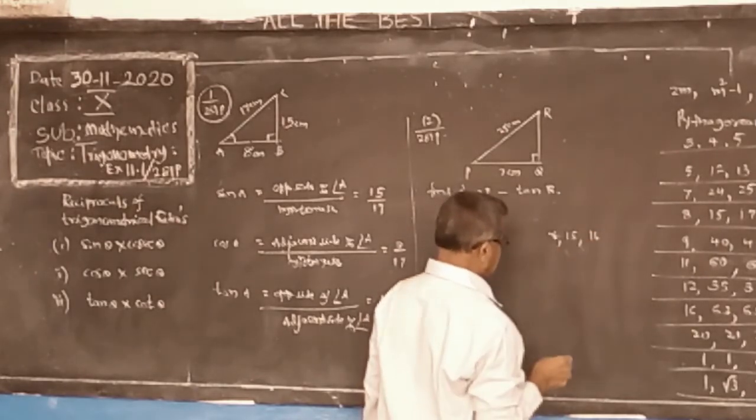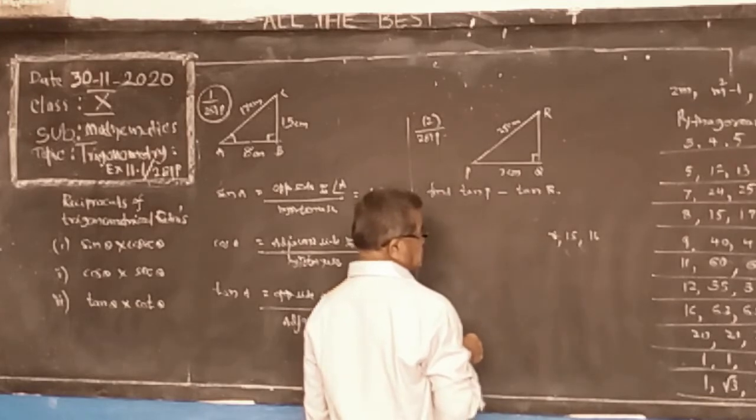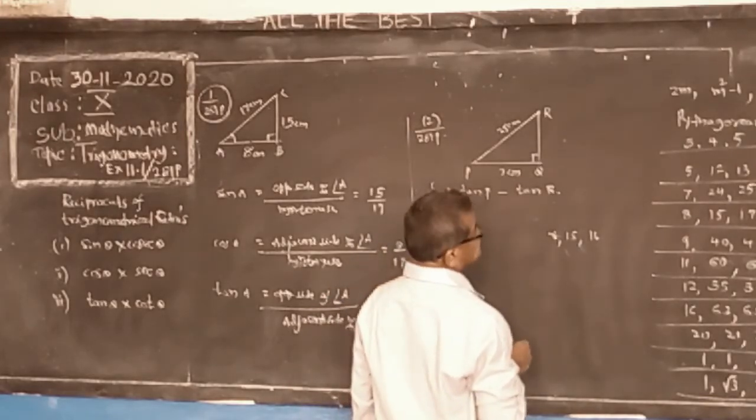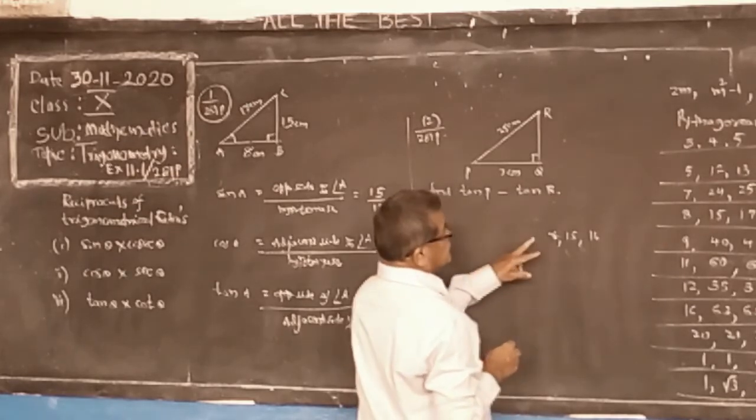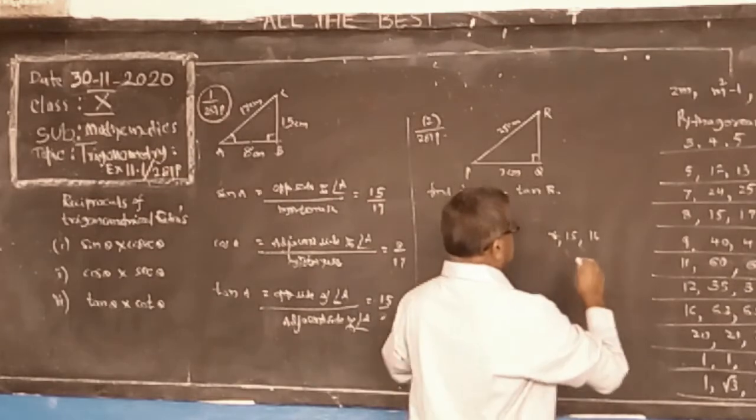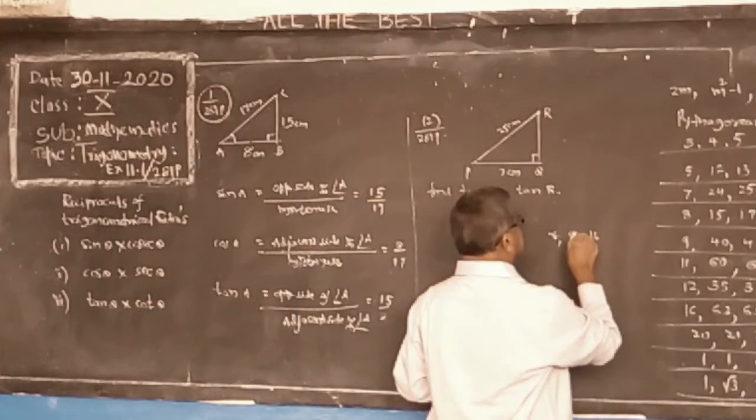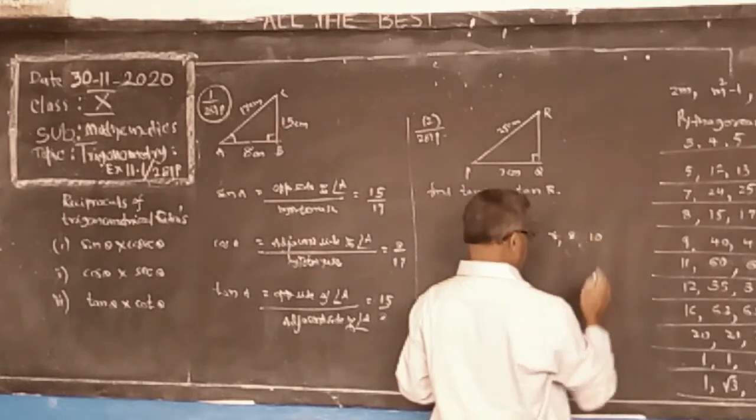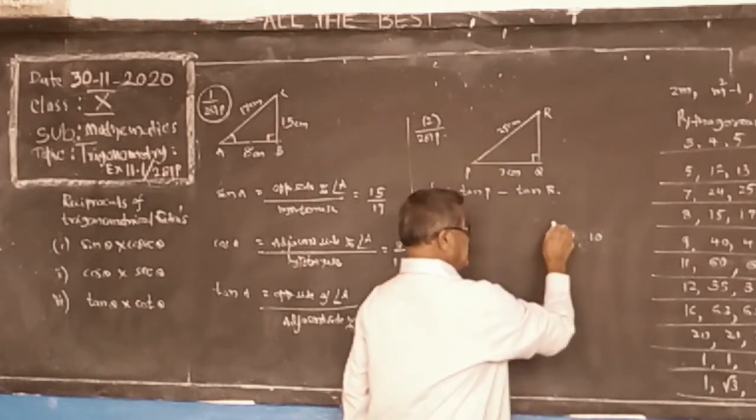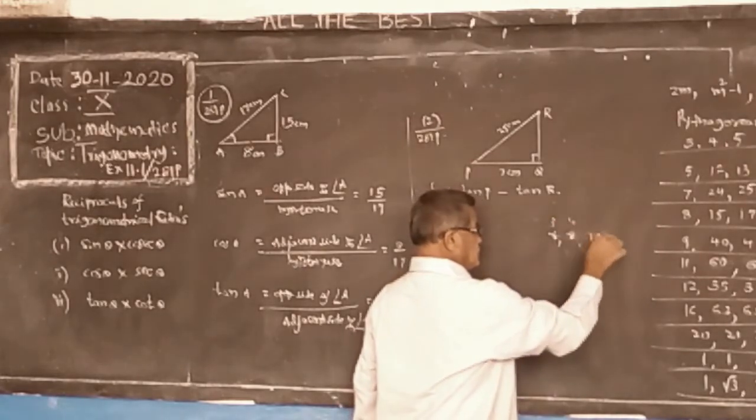3, 2 3s are 6, 5 3s are 15, and 16. With m equal to 3, 3 squared 9 minus 1 is 8 and 9 plus 1 is 10. If you reduce it, it is 3, 4, 5.